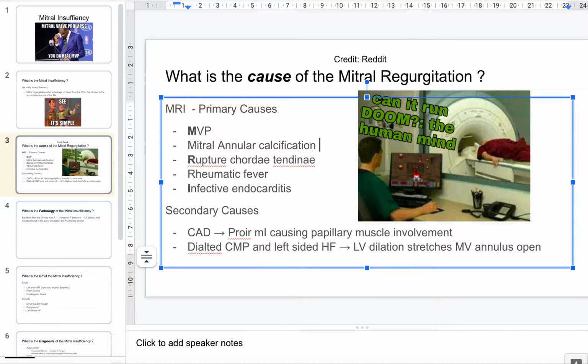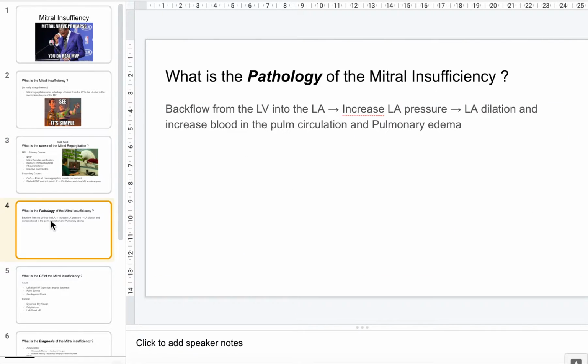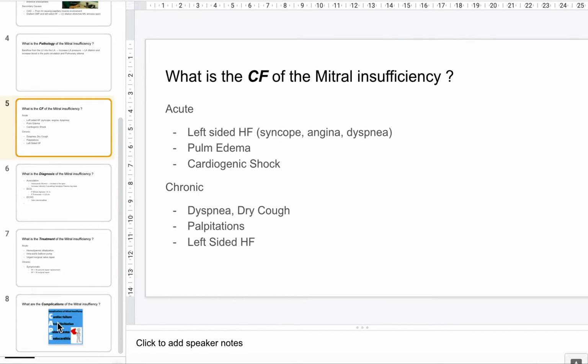And the secondary causes are going to be due to some sort of coronary artery disease. The coronary artery disease is going to be prior MI causing papillary muscle involvement, and it's going to be maybe some sort of dilated cardiomyopathy, or left-sided heart failure, left ventricular dilatation, and mitral valve annulus opening. What is the pathology of mitral insufficiency? Mitral insufficiency is basically the backflow of blood from the left ventricle to the left atrium, which causes increased pressure in the left atrium, and that causes left atrium dilatation and increased blood flow in the pulmonary circulation and pulmonary edema.